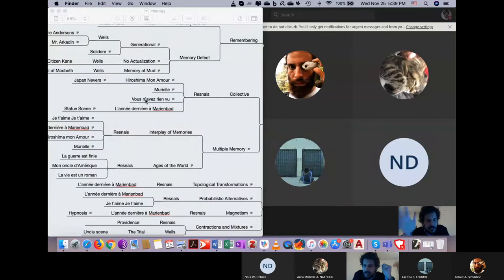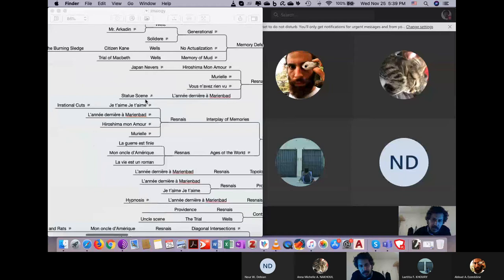Now, in order to do that, given that he was very tormented, etc., he commits suicide, or at least he tries to commit suicide.